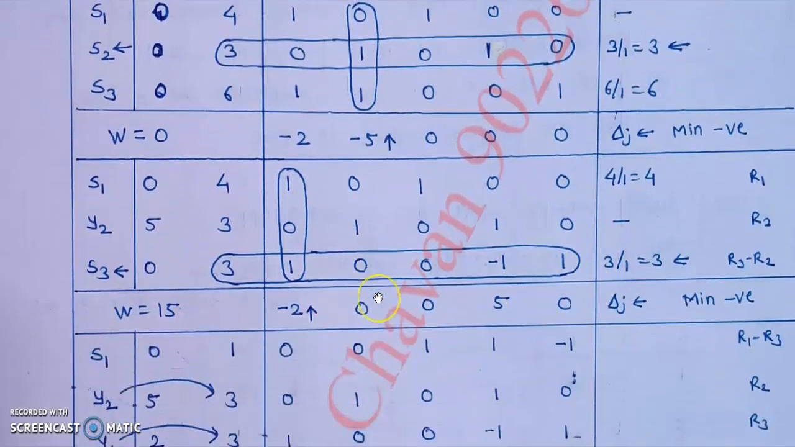Now it's time to calculate the W value and the delta J row. The W value's formula is 0 into 4 plus 5 into 3 plus 0 into 3, which comes to 5 into 3, that is 15.